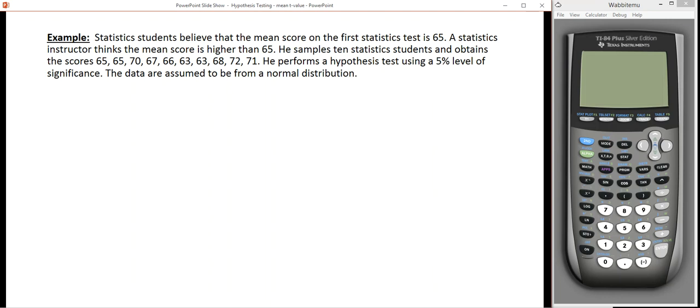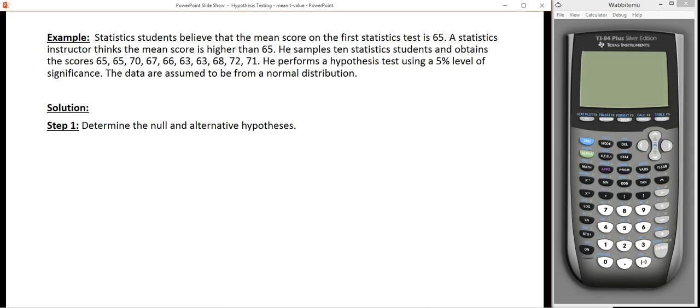normal distribution. It's actually really good that they tell us it comes from a normal distribution, because if they didn't tell us, we would have to check our n, and because we're only sampling 10 students, that wouldn't be large enough for us if it wasn't told to us. So that is great. Okay, so step 1, determine the null and alternative hypotheses.